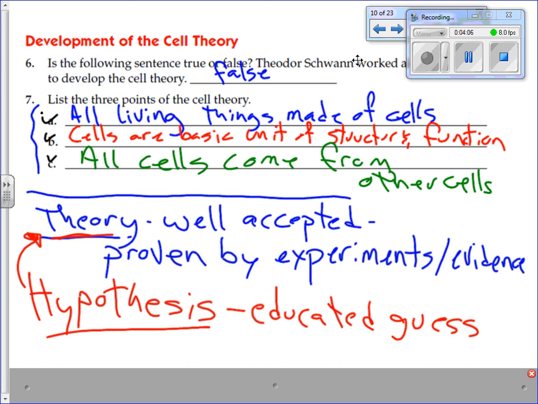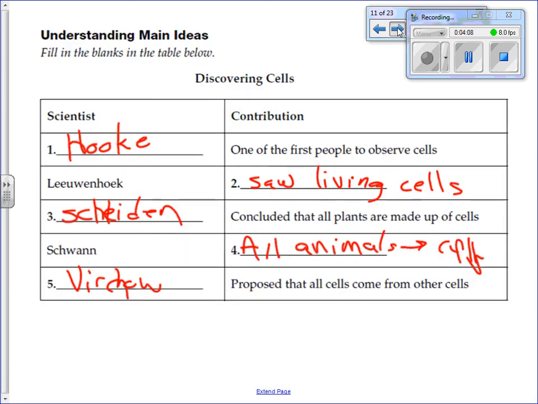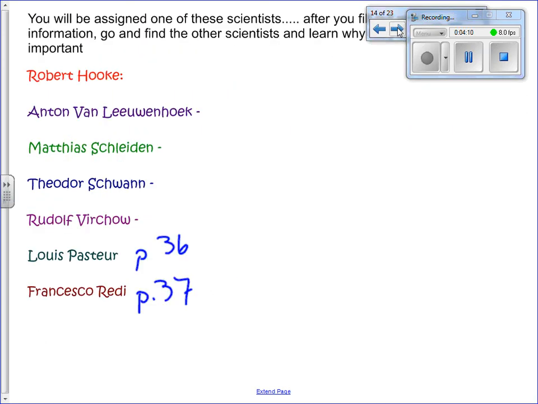Okay, so there we go. Now let's jump back to where we were. These are the scientists we're going to look at today. For the quiz on Friday, you do need to know a little bit about each one of these scientists. So that's what we're going to do now. And I don't care if you know exactly their nationality and what year and all that sort of stuff, but you should know what major contribution did they make.